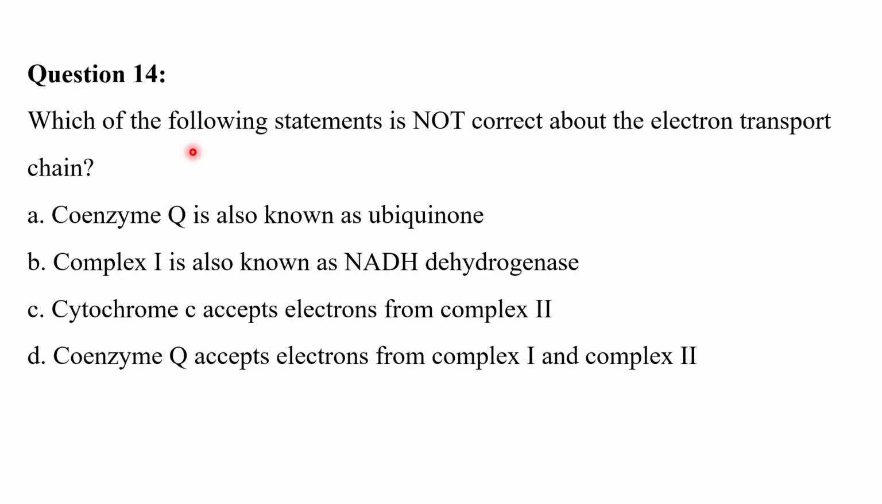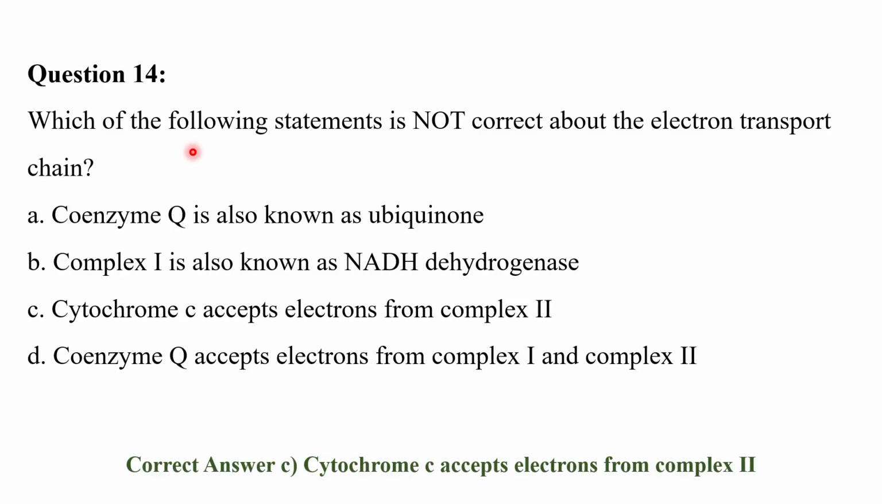Now cytochrome C. Cytochrome C accepts electrons from which complex? I have shown you the figure. Do you remember from which complex the cytochrome C was accepting electrons? Ma'am, complex 3. Yes, it was accepting electrons from complex 3. So this statement is not correct about the electron transport chain.